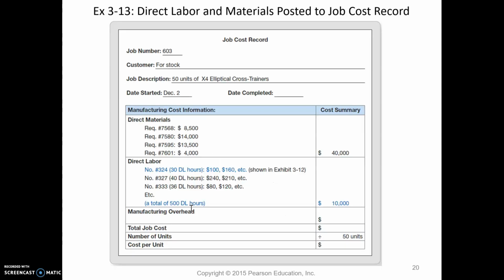So here's what a job cost record is. We can see for a specific job, we can see they requisitioned materials and 40,000. Workers are going to have to keep track of their time. As they're working during the day, they're going to have to keep track of which jobs they're working on because we need to include the cost of that labor on that job. And then we've got a spot for manufacturing overhead. We'll add together the three categories of manufacturing costs to get the total job cost. But then if we want to see how much it costs per unit, we'll divide it by the number of units we made in that job, and that'll tell us how much one unit cost.